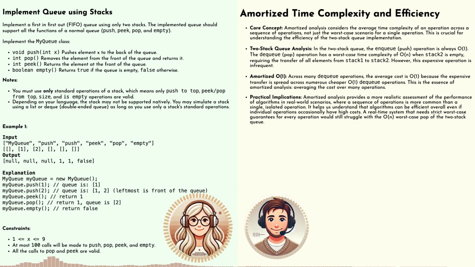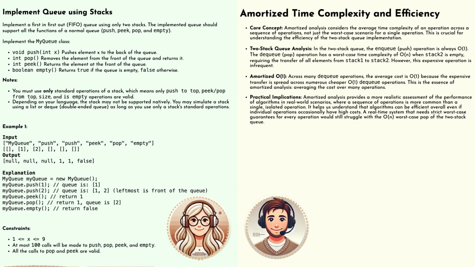Yeah. Amortized analysis is all about looking at the average performance of an algorithm over a series of operations, rather than just focusing on the worst case scenario for a single operation. So it's kind of like, sure, sometimes we have to transfer a whole bunch of elements between the stacks, but in the grand scheme of things, it doesn't happen that often, so the overall performance is still pretty good. That's a great way to put it.